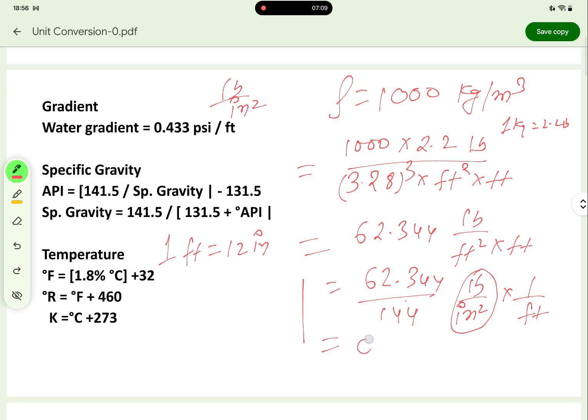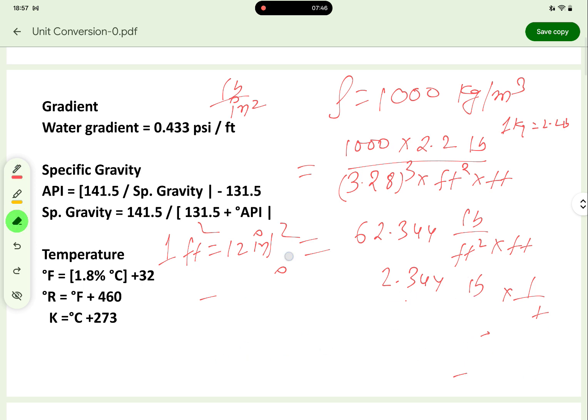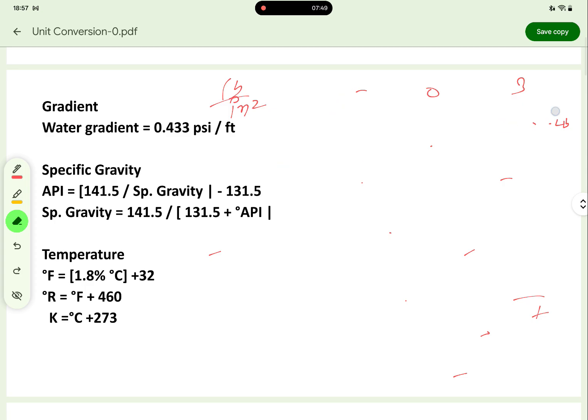After solving this, you will get 0.433, and this will be the psi per feet, because if you square both sides, you will get 1 feet square and 144 inch square. I have put this simple calculation over here, right? So now you know how this value is coming, and this value is nothing but the water gradient, psi per feet. Now we want to understand the basic significance of this, what is the meaning of the water gradient, and why it is written in this form.